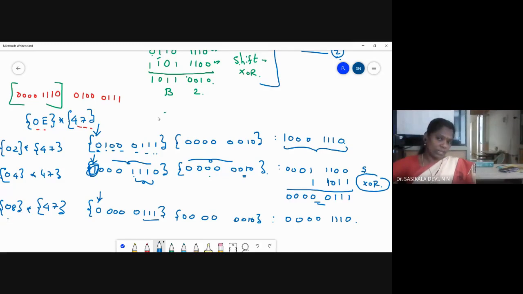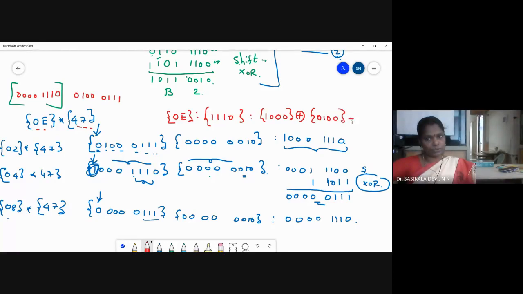But what we need to do here is multiply with 0E. I will write it out. 0E is nothing but 1110 in binary. So this can be expanded as 1000, XOR with 0100, XOR with 10, so 0010.